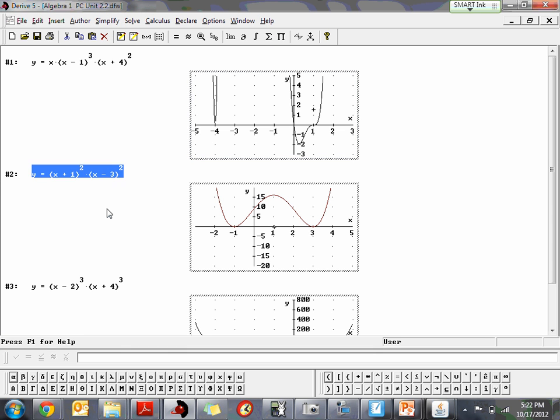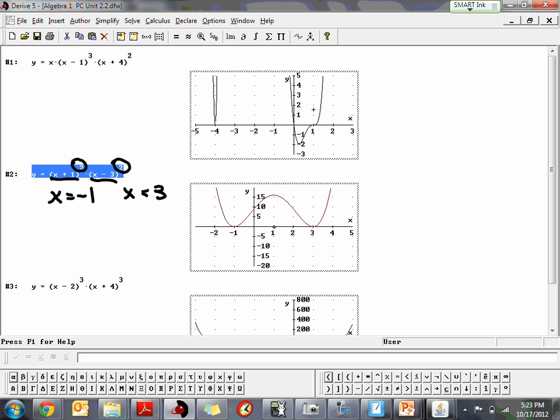So now if we look at this one, I highlight this rule, we should be able to predict the nature of the graph because both of these factors have a multiplicity of 2. Because 2 is even, that means the zeros are where x is equal to 0 in each factor. If x plus 1 is a factor, x equals negative 1 has to be a zero, and because x minus 3 is a factor, x equals 3 has to be a zero. So at negative 1 and positive 3, we should be seeing this tangent behavior in the graph.